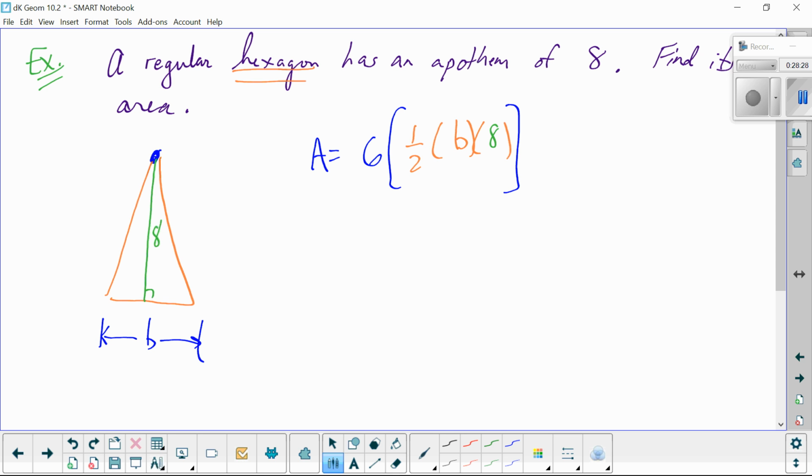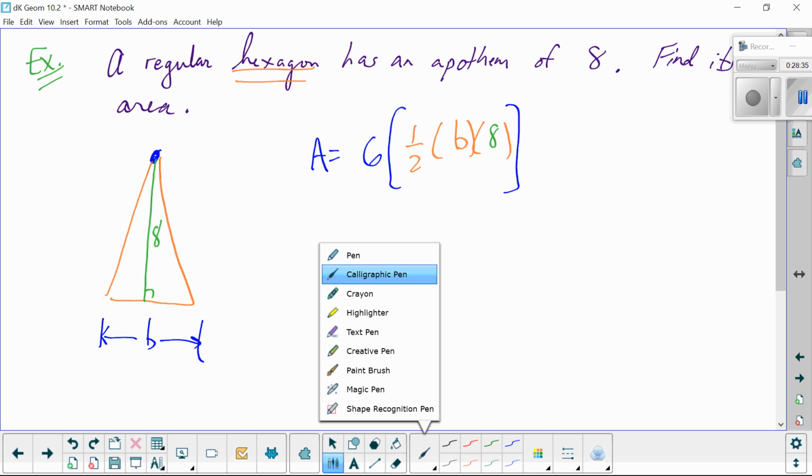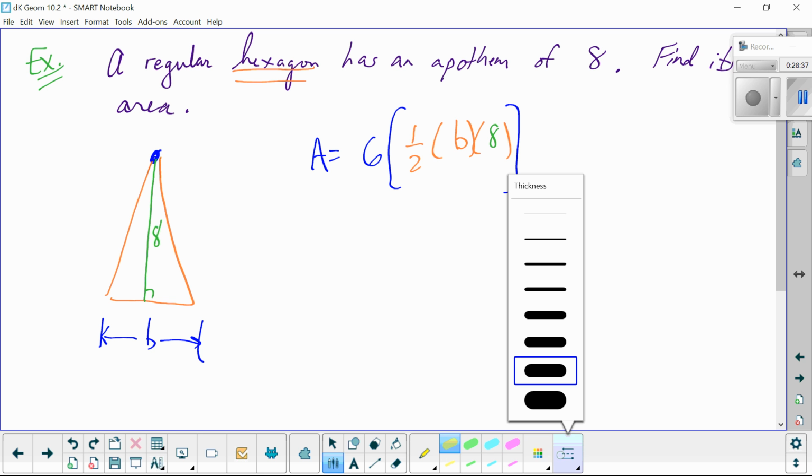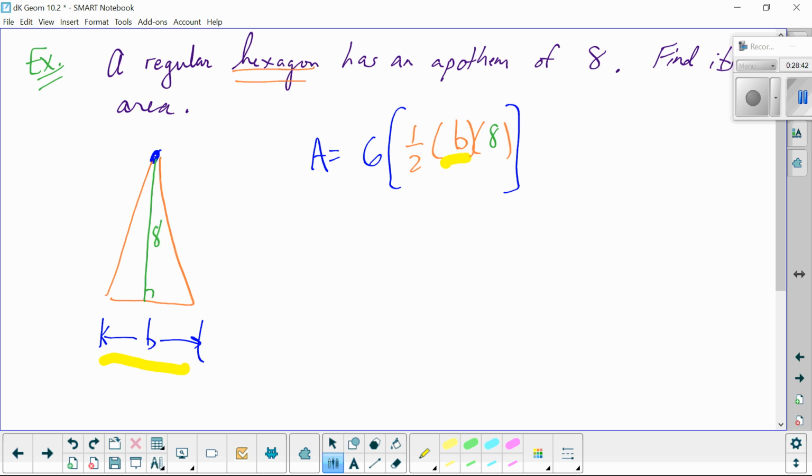Remember, when we use SOHCAHTOA or special right triangles, we're using the right triangle, not the entire orange triangle. So in other words, we need to know the base of this orange triangle because there's 6 of those. But using SOHCAHTOA or special rights, the long leg is 8, but the short leg is only half of the base. So don't forget about that factor of 2 in the end. All right, here we go.